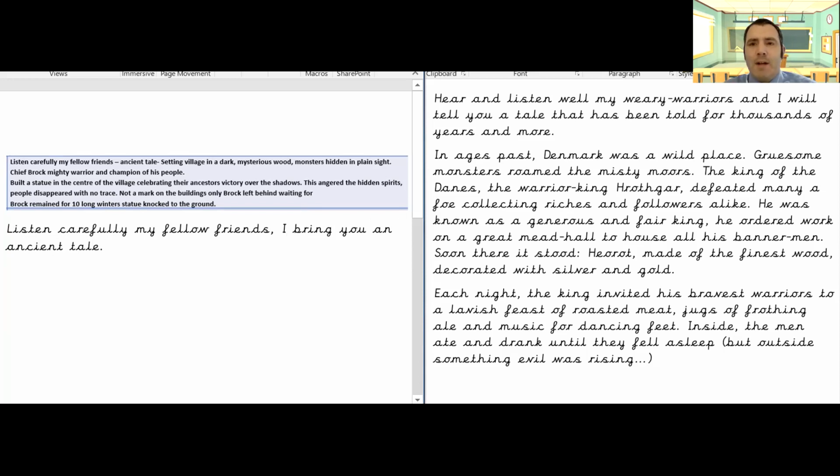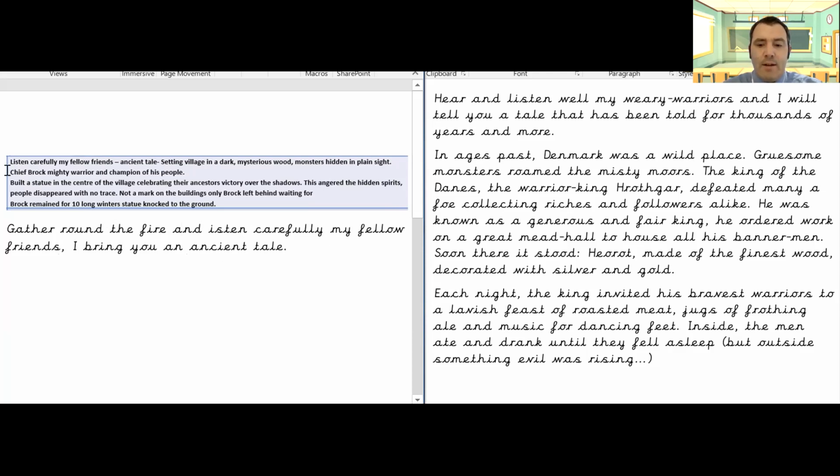I think I could do better with it. So I'm going to go back to the beginning. I had a thought as I was writing that. So I'm going to change this to gather round the fire. Oops, not the fur, the fire, and listen carefully. This, to me, gives you the idea that this is a tale that's been told for hundreds of years in the same way. You gather around the fire, you share the story, you tell it.